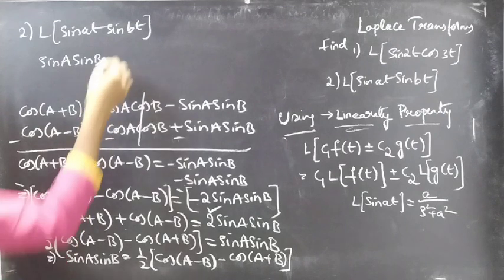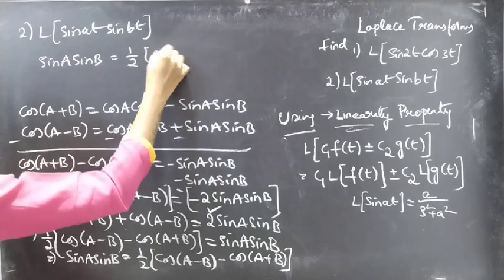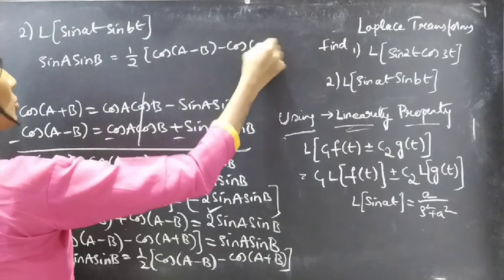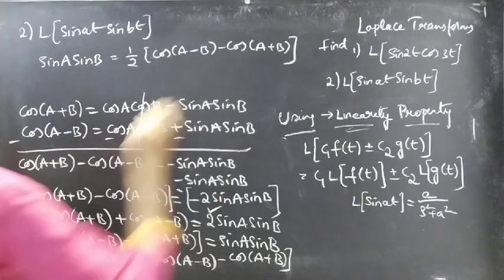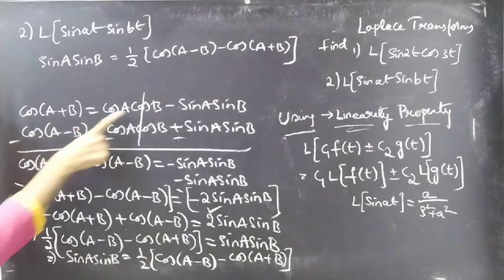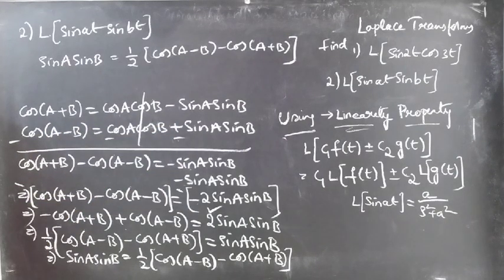Okay, now we got sine A sine B equal to half of cos of A minus B minus cos of A plus B. If you know the formula of sine A sine B, then you can directly use this formula, or you may need to go with this procedure, right? It is easy to remember these two formulas, right? Fine. Now coming to the problem.